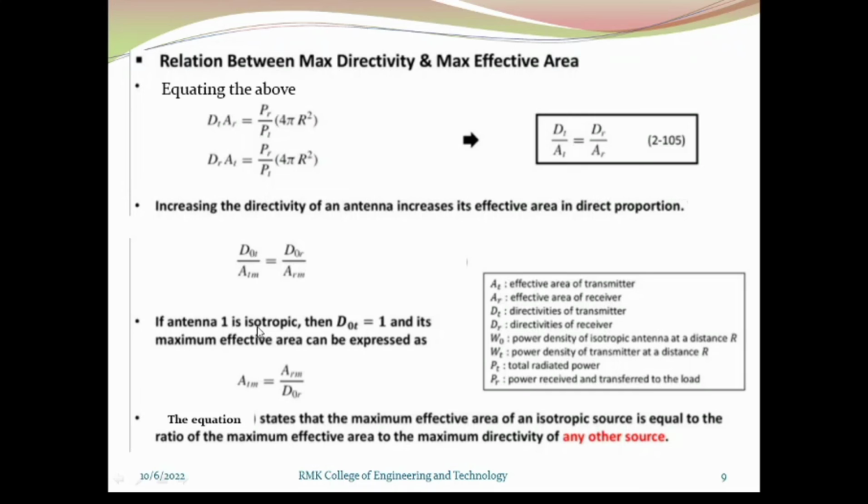If antenna one is isotropic, then the directivity of the isotropic transmitter is 1. So this D0T value will become 1. So we can write the values of ARM as well as ATM. ATM, the maximum aperture of the transmitter, is equal to the maximum aperture of the receiver divided by the maximum directivity of the receiving antenna. So this is the basic relation between the aperture of the transmitter, the aperture of the receiver, and the directivity of the receiving antenna.